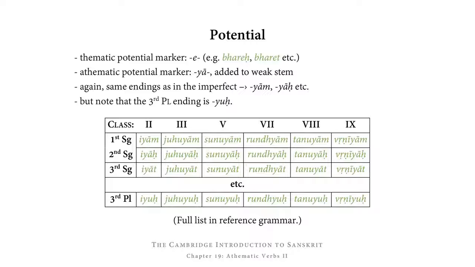The potential of a-thematic verbs is fairly straightforward. If you would like to see a full list of all the forms, please go to the reference grammar at the end of the book.